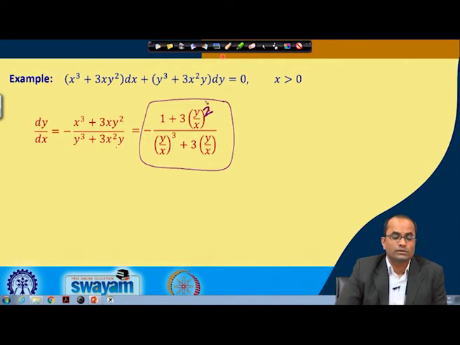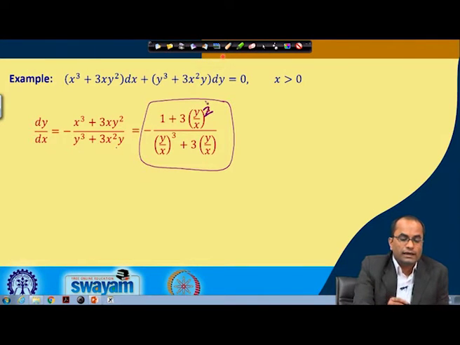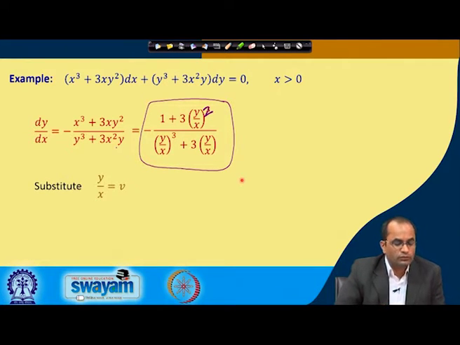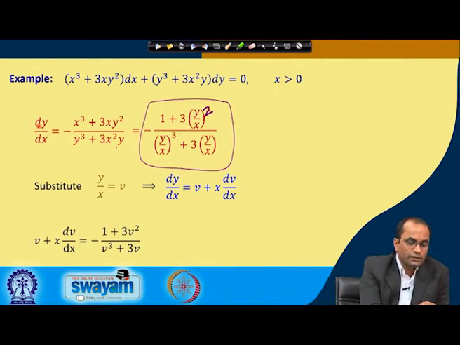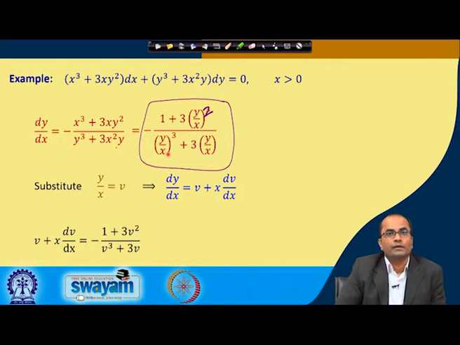So, now everything here is in terms of y over x, as a function of y over x. This equation is in the form we want, and we can substitute y over x as v, which we have explained just before. As a result, dy over dx will be v plus x dv over dx. So, we substitute in our equation: v plus x dv over dx is equal to minus, 1 plus 3 v square, divided by v cube plus 3 v.